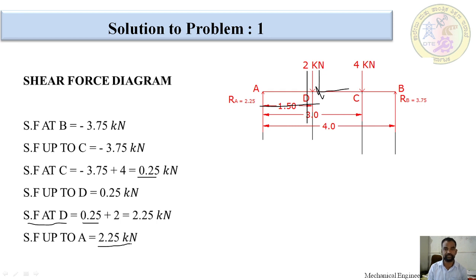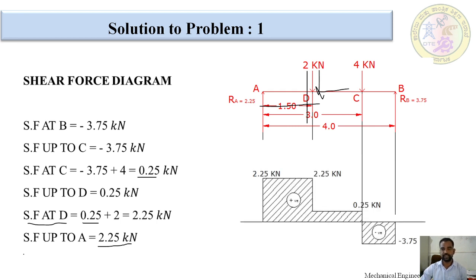Next, this is the diagram for that. Before drawing the shear force diagram, I am going to give one baseline. Below the baseline we draw negative values, and above we draw positive values. First, at B point we got a negative value. For that reason, at B point we mark 3.75 below the zero point, and we have to draw one line.